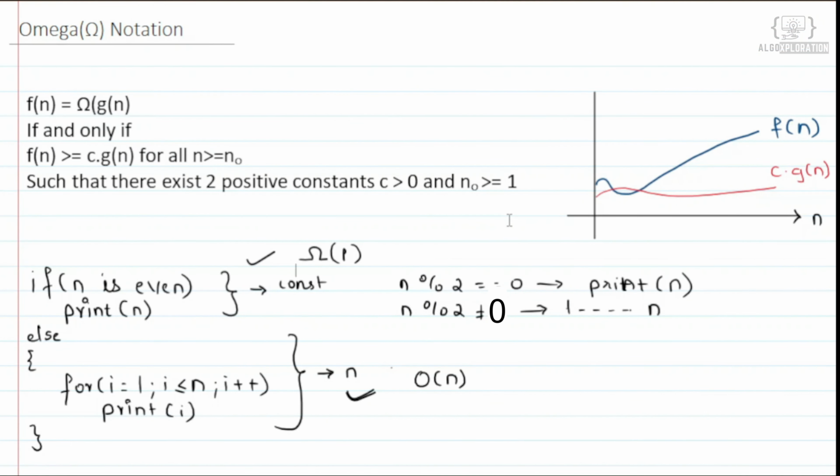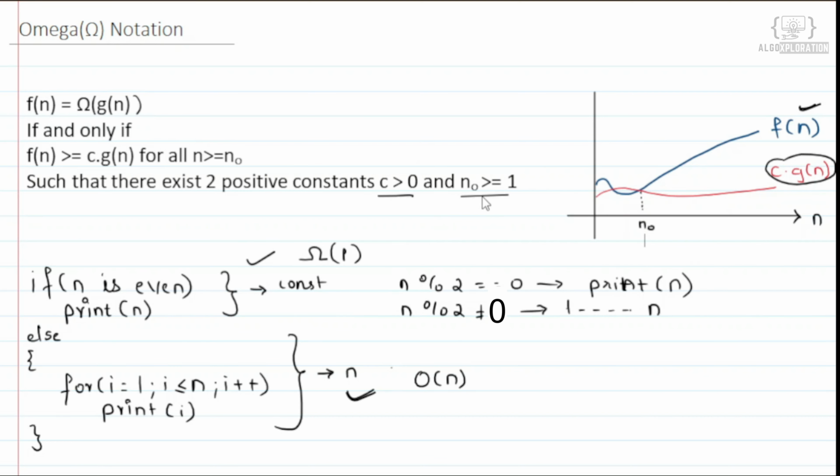Now the definition of omega notation is: f of n equals omega of g of n if and only if f of n is greater than or equal to c into g of n for all n greater than n naught, such that there exist two positive constants, c should be greater than 0 and n naught should be greater than or equal to 1. So if f of n is a function, c into g of n should be lesser than f of n. Here n naught will be smaller than n.